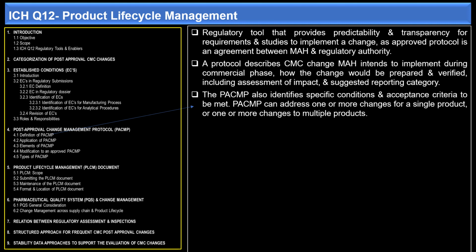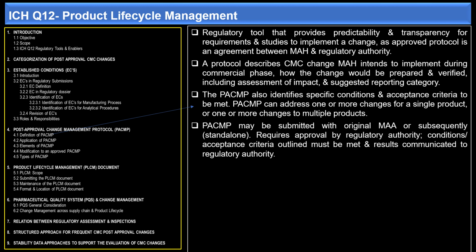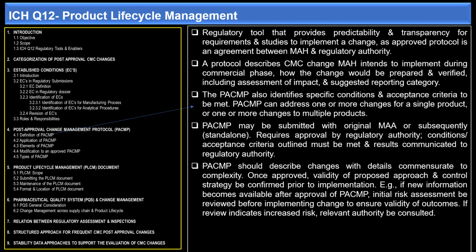It can address one or more changes for a single product or one or more changes to multiple products. The protocol may be submitted with original authorization or submitted as a standalone document. It requires approval by the regulatory authority. The conditions and acceptance criteria outlined must be met and results communicated to the regulatory authority. The protocol should describe changes with details commensurate to the complexity.